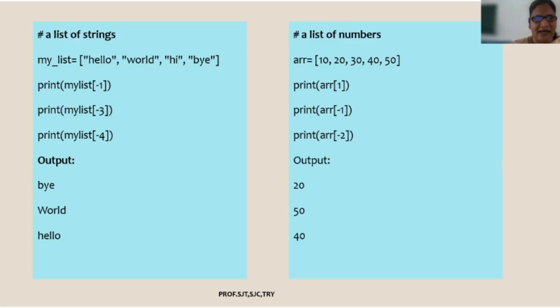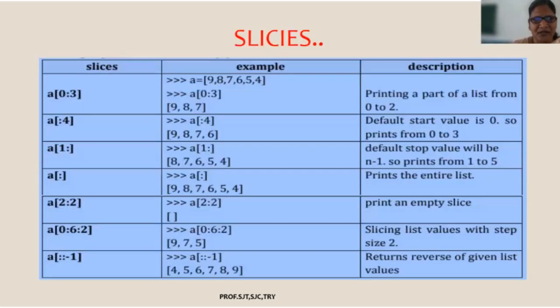Also, here I gave a list of numbers. Here I gave an array of 5 numbers: 10, 20, 30, 40, 50. If I want to print array of 1, array of -1, array of -2, what will be the output? 20, 50, 40.